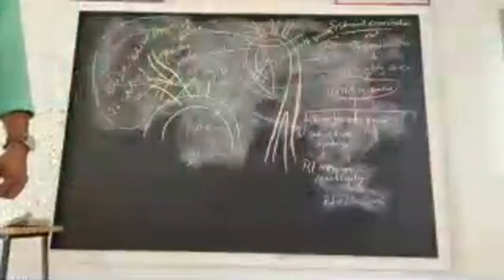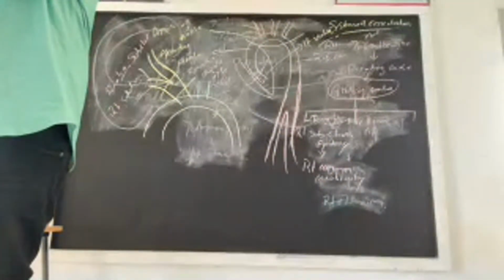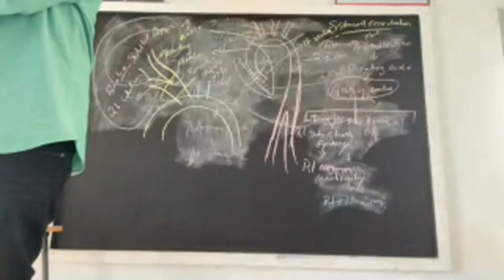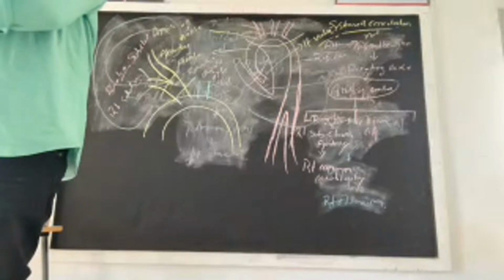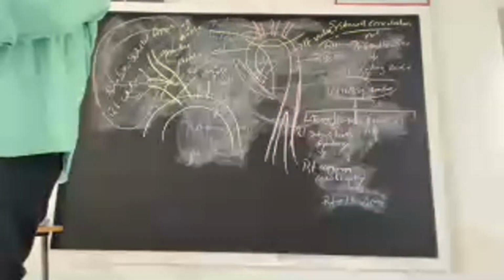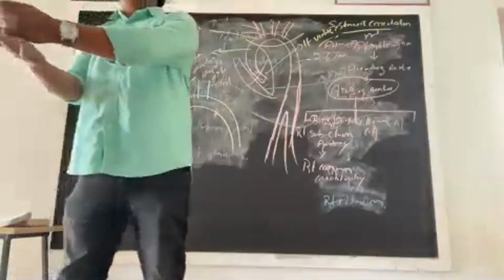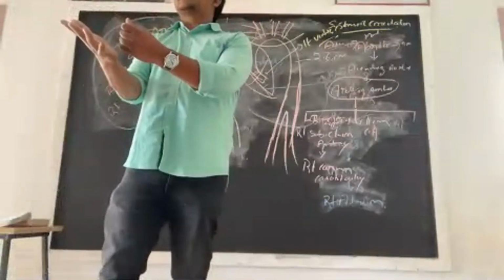Now the left subclavian artery is further divided into the axillary artery. From the subclavian, axillary. From the axillary, brachial. From the brachial, radial and ulnar. Am I clear? Yes or no? Now what is happening here? Palmar arches.